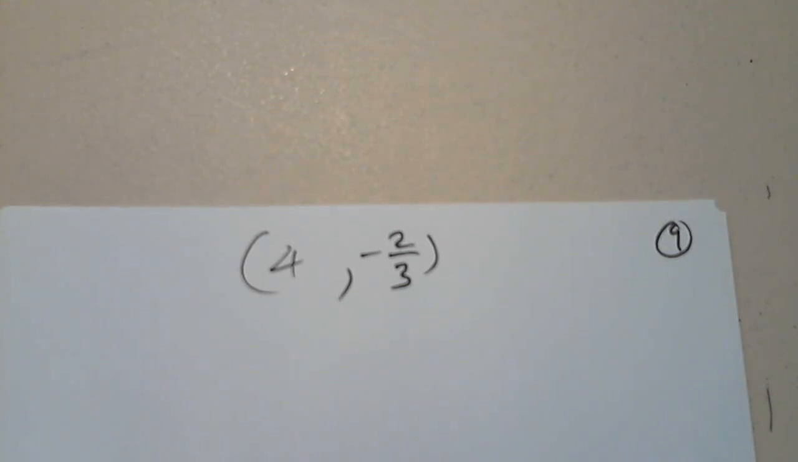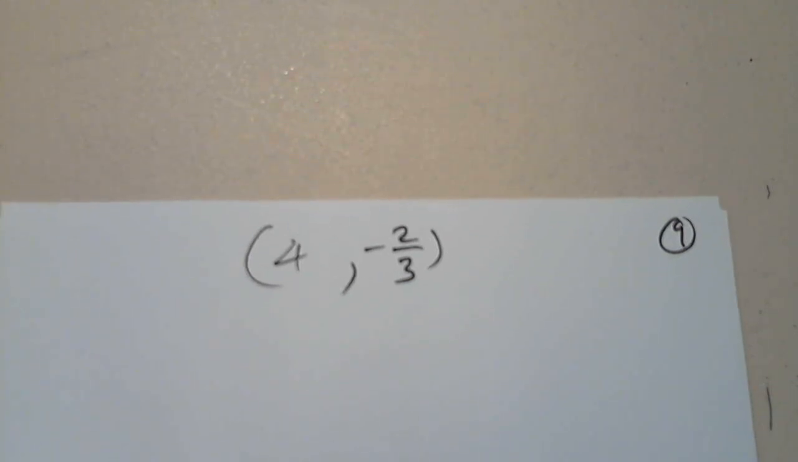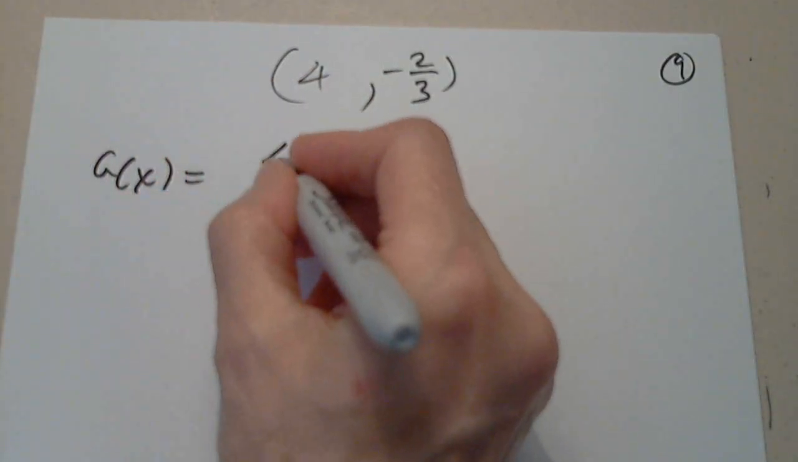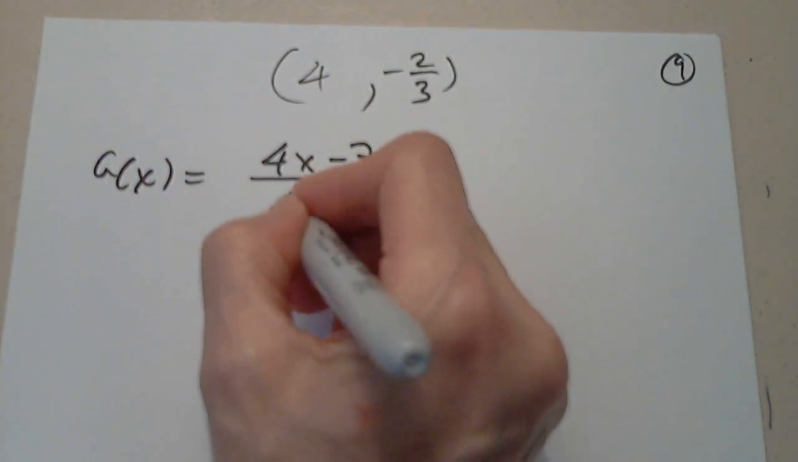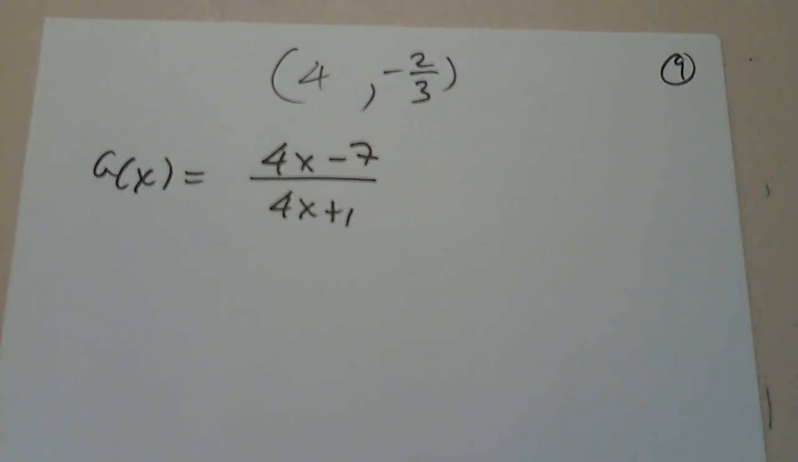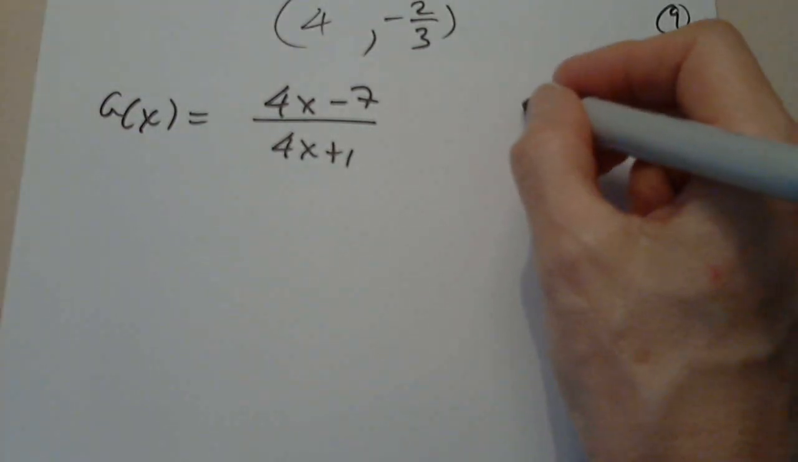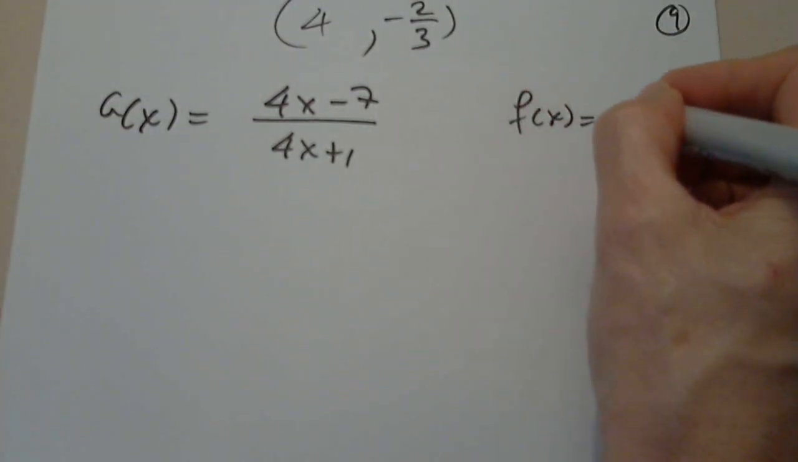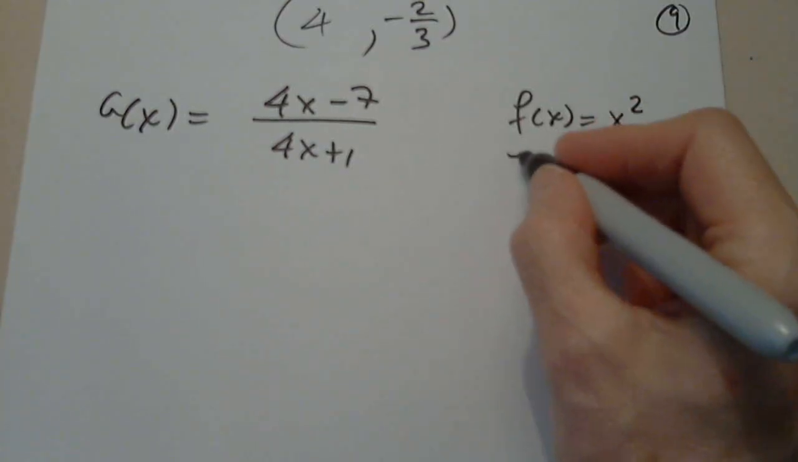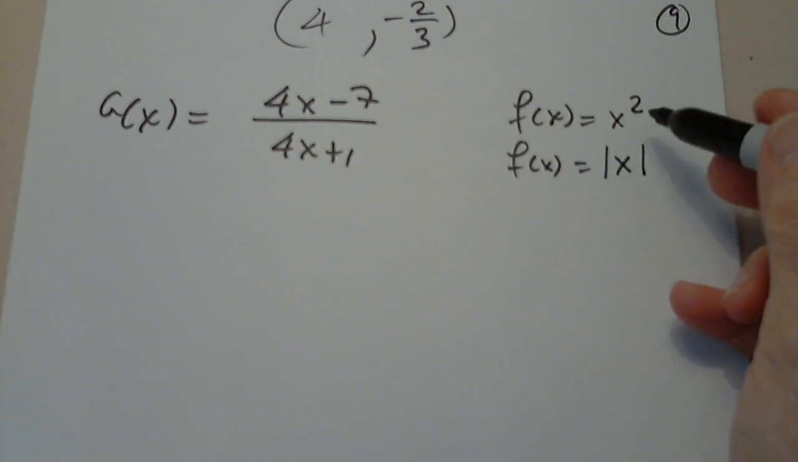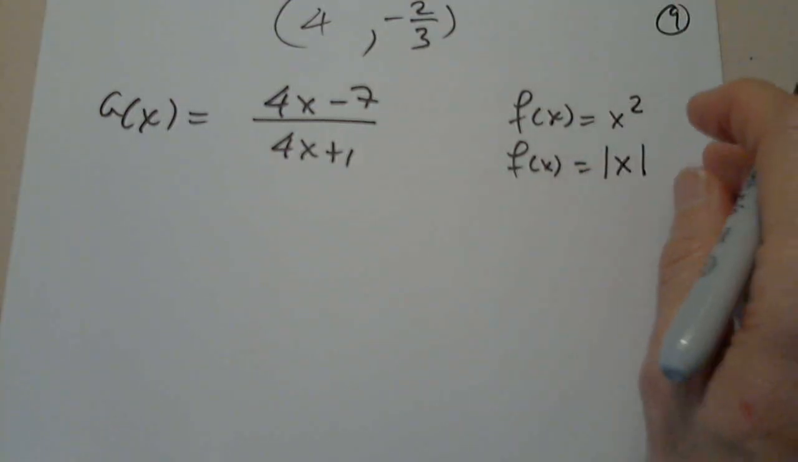Give the domain of this function. Very important. g of x equals 4x minus 7 over 4x plus 1. So let's make a little list of functions that we looked at so far. We looked at f of x equals x squared. We looked at f of x equals the absolute value of x. They both are very friendly, defined everywhere.